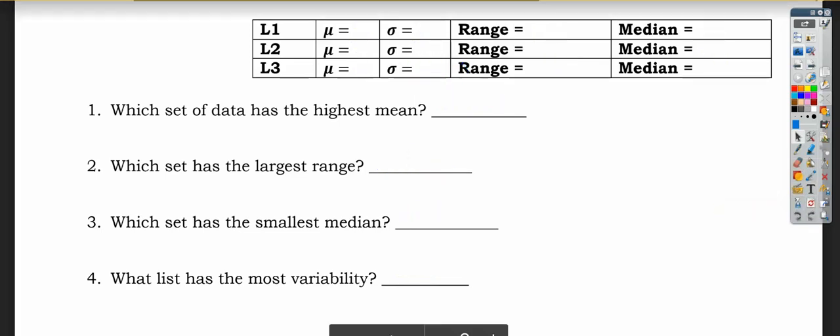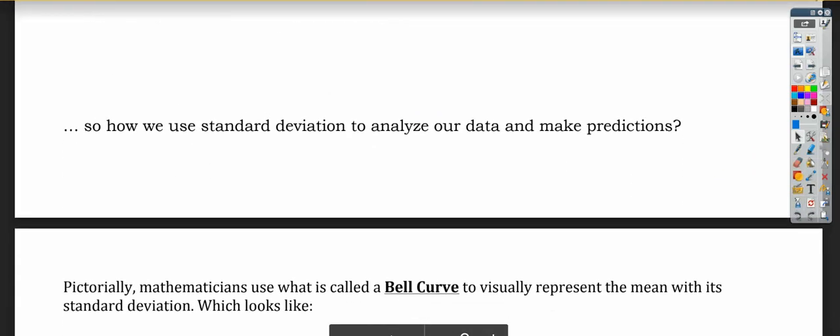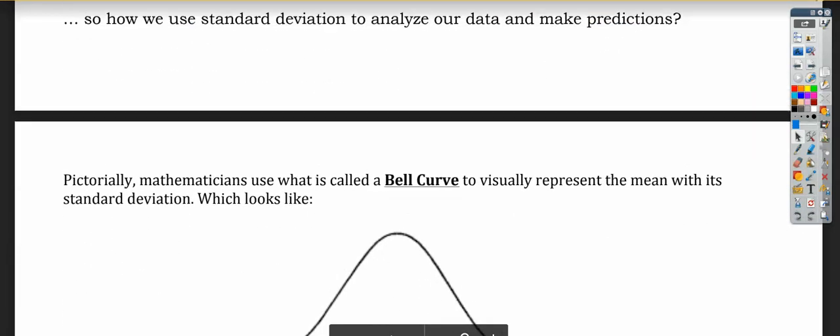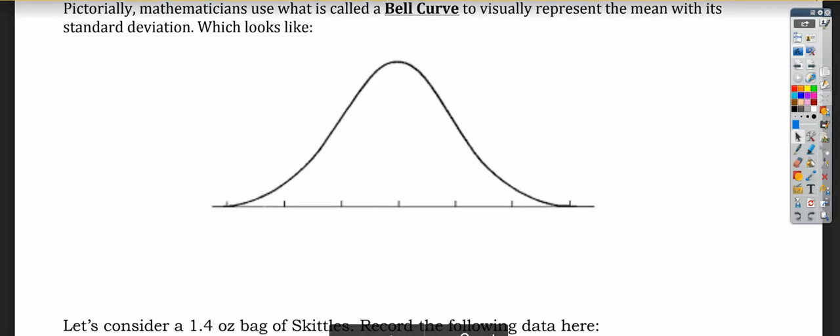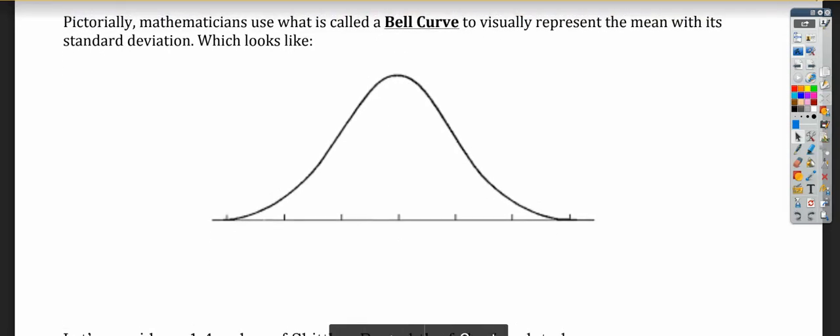So when we were analyzing data, we want to figure out how I can make predictions, how I can determine the probability, the likelihood of something happening. So how we pictorially do this is we use what's called a bell curve. A bell curve looks just like what it sounds like. It's kind of like a hill, a mountaintop. It visually represents the mean and standard deviation.